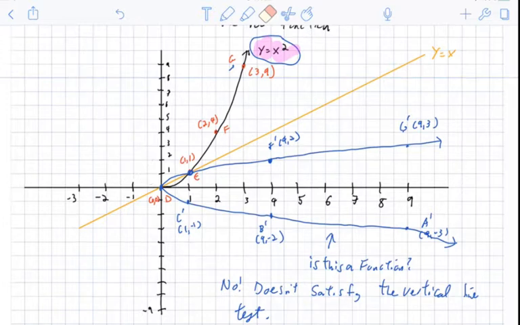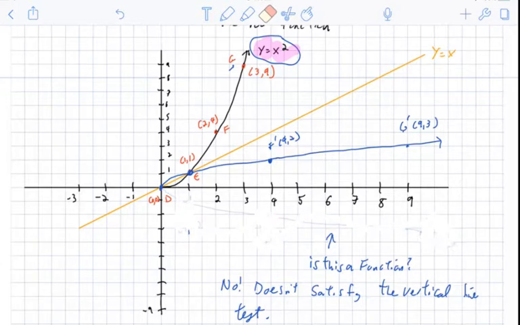Doing so cancels out this reflection, these points down here. And the result is this blue line here. It is a function. It passes the vertical line test. So what we did is we ignored half of this original function.